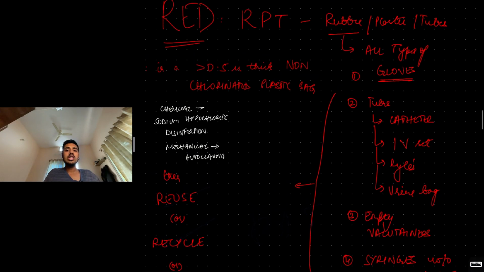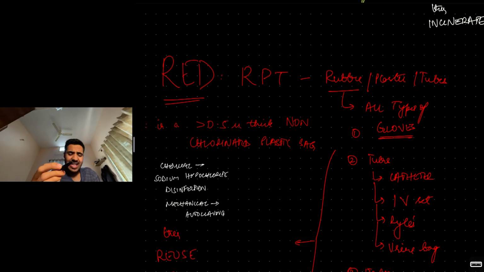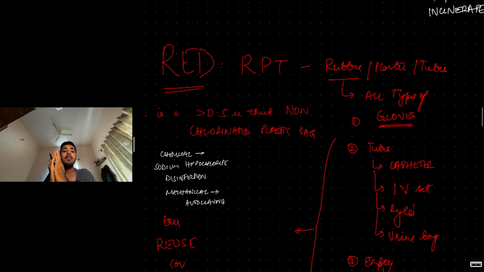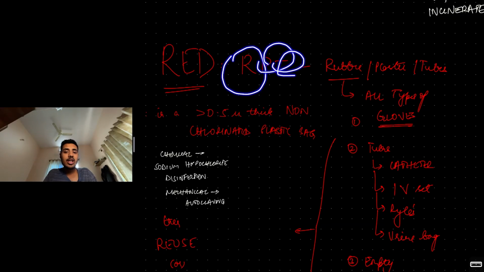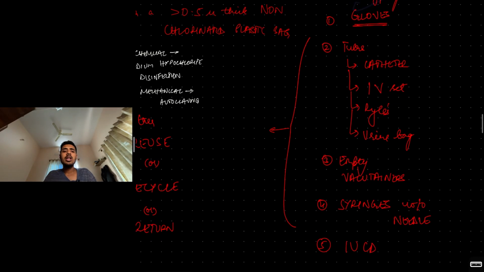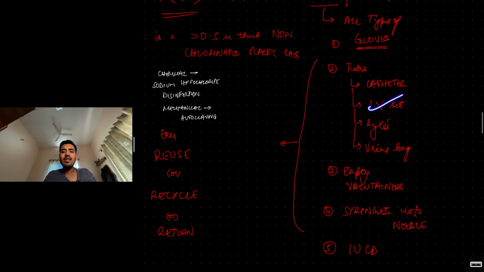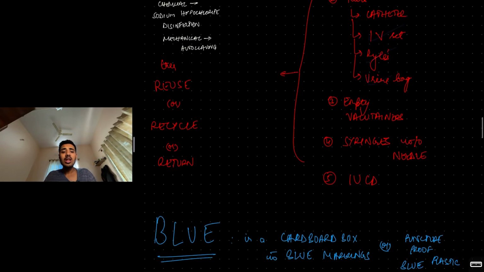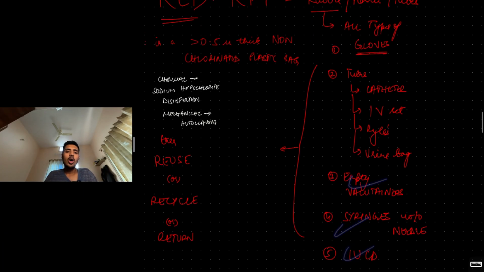This is for red. And red is also the exact same. You need not have a red plastic bin. As long as you have a red colored, more than 0.5 micron thick non-chlorinated plastic bag, it is considered as red. So remember, red for 0.5 micron thick non-chlorinated red plastic bag, rubber, plastics and tubes. So all the gloves, the tubes like the catheter tube, the IV, urine bag. Then you have other stuff like IUCD, syringes, empty vacutainers. All this after disinfecting, you will reuse, recycle, or return.